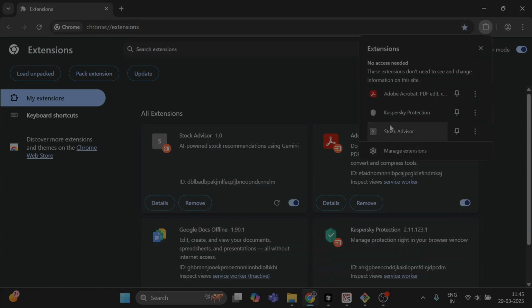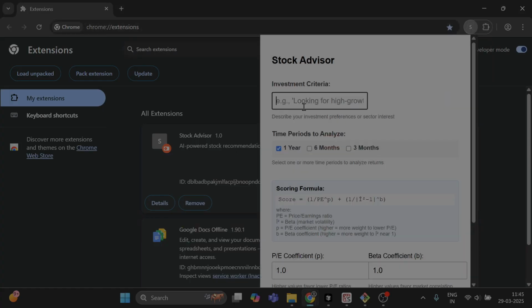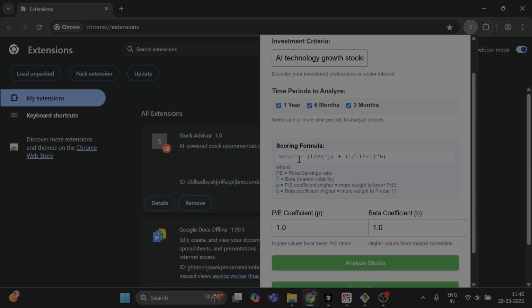So here is how the UI would look like, and here we specify what is the investment preference for which sector of stocks we are interested in. So I specified AI technology growth stocks, and then I'm choosing here the time window period to do the aggregate analysis on the stock performance across different parameters. And here we are specifying the custom evaluation criteria to assess the performance of the stock.